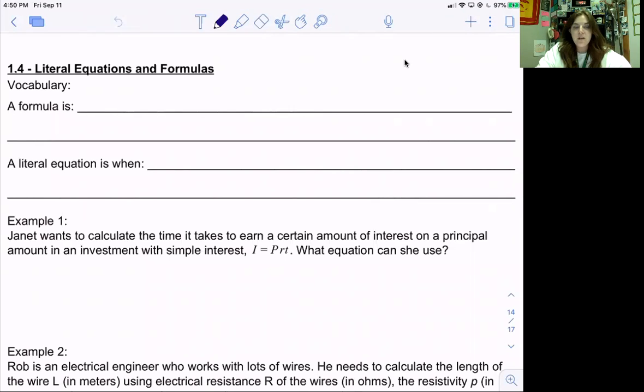Okay, so today we're going to look at 1.4, looking at literal equations and formulas.